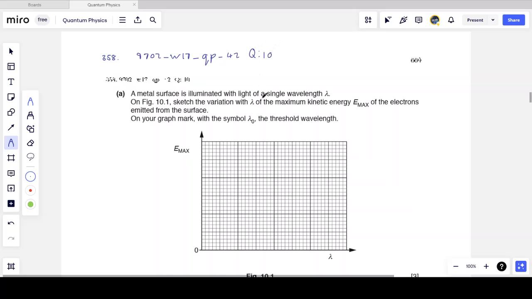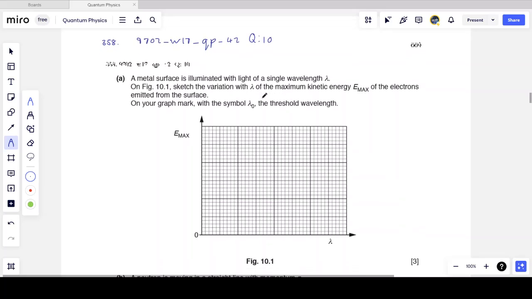And we're told that a metal surface is illuminated with a light of single wavelength lambda. On the figure below, on figure 10.1, sketch the variation with lambda of the maximum kinetic energy Emax of the electrons emitted from the surface. And on your graph, mark with the symbol lambda naught the threshold wavelength. So we need to sketch a graph of Emax against lambda.